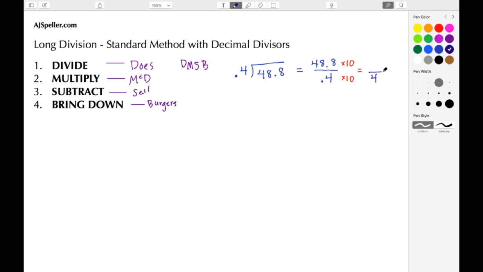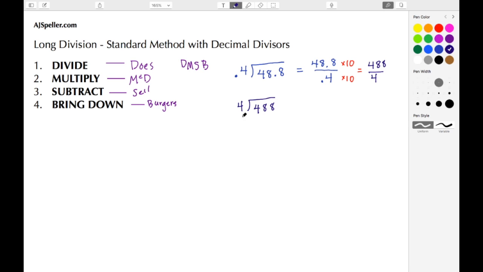So this here becomes a 4, and this here becomes 488 because I moved this one place to the right. And now I can rewrite this problem. This problem is equivalent to this problem. So now I can rewrite it because, again, these are equivalent fractions. So I can rewrite this as a divisor of 4 and my dividend of 488. And then I do my division using the standard method.